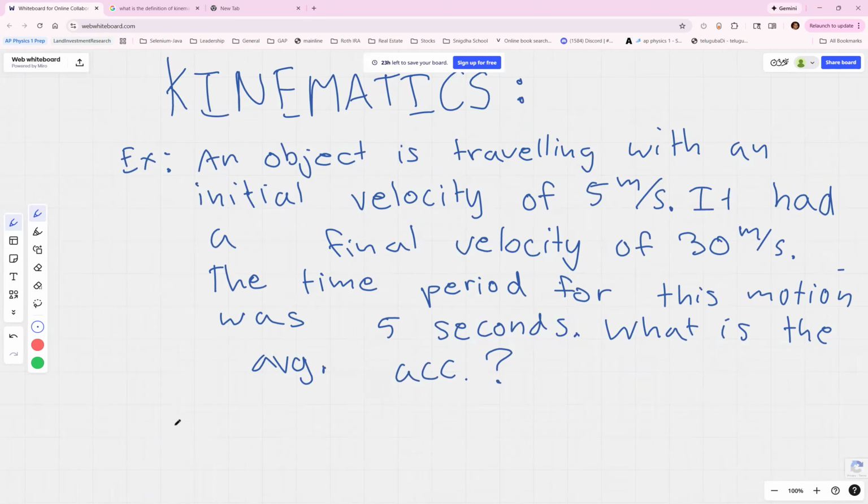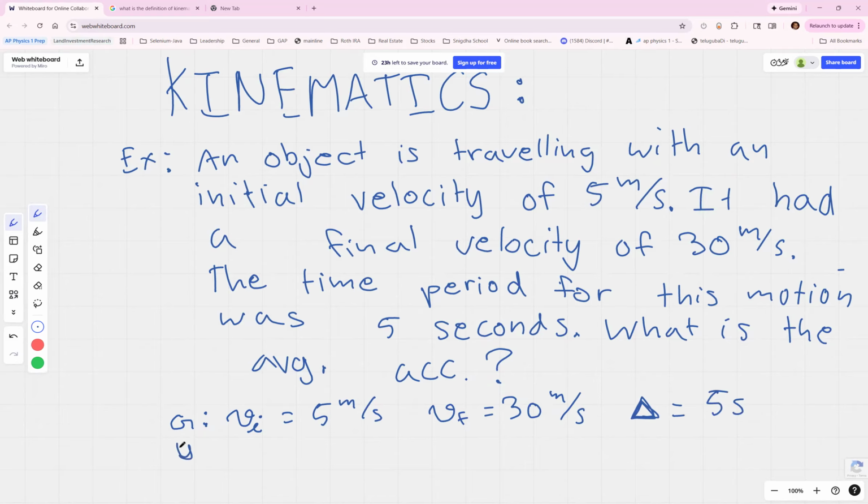Okay. So let's start with the GUESS method again. First we need to write down our given values. We know that it traveled with the initial velocity, or let's just say I to make things simpler, initial velocity of 5 meters per second, and we know it had a final velocity of 30 meters per second. Notice that we're using the same subscripts as we did for displacement. That way it's much easier because you can remember I as initial and F as final. And then the time period, delta t, the change in time, is equal to 5 seconds.